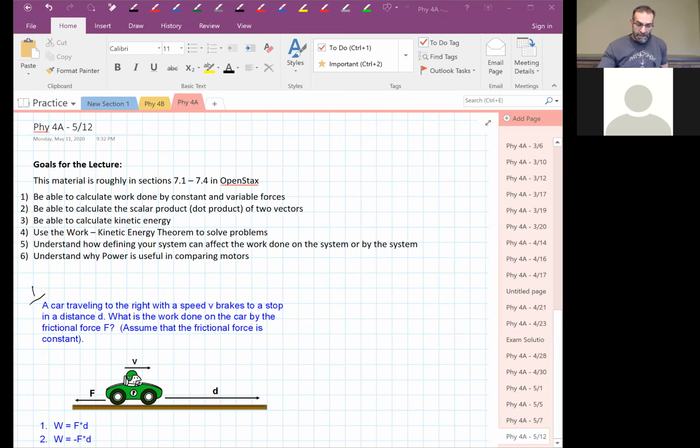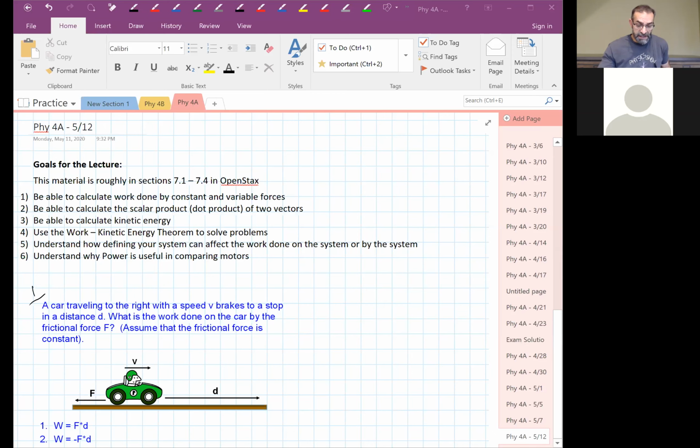So we've got a new unit now. We're starting on work and energy. So a new way of solving problems, and it works in some cases where our old methods don't work. So that's kind of nice. So we'll start in with work.